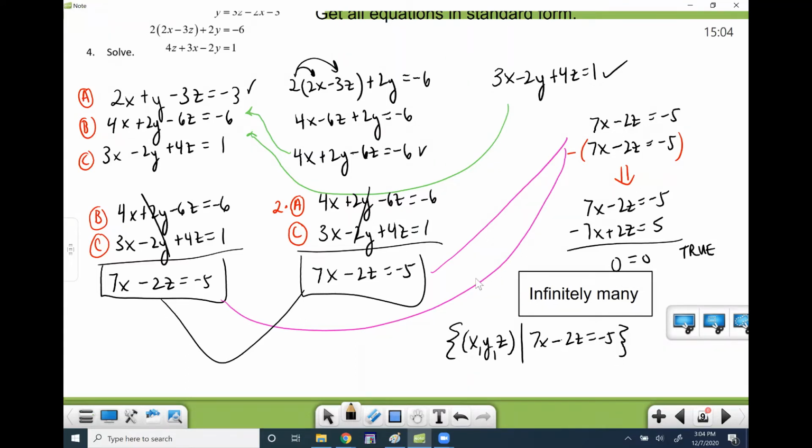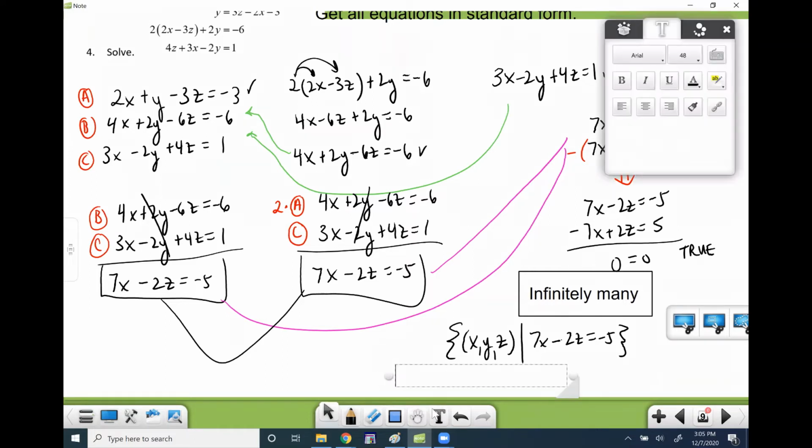Okay, this really is infinitely many solutions. This is a line here, isn't this? 7x minus 2z equals 5 is a line. And so you're saying all points that lie on this line. Let me type that out. What you're saying here is all points that lie on that line. All right, let me move this over. Let me shrink it, I guess.